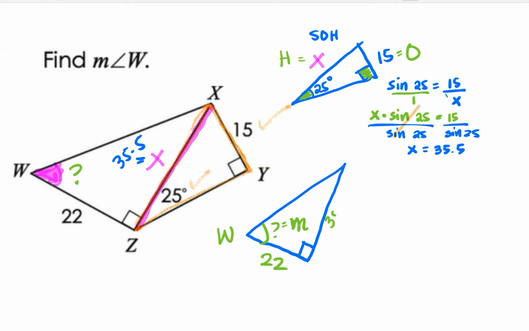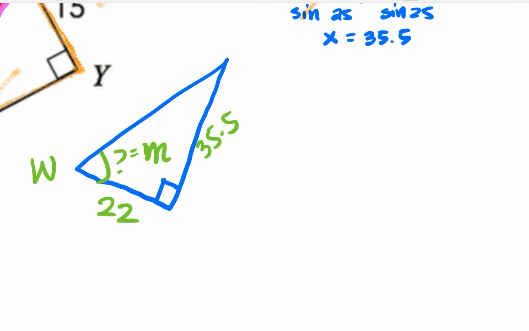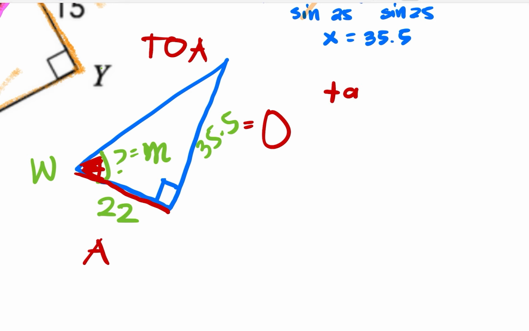And we have found this side of the triangle. This is 35.5. So if we focus our attention here, based from the reference angle, 35.5 is O. It's opposite to the reference angle. And then this side is A. It touches the angle. And so we are going to be using TOA. So tangent M equals the opposite, which is 35.5 over 22.